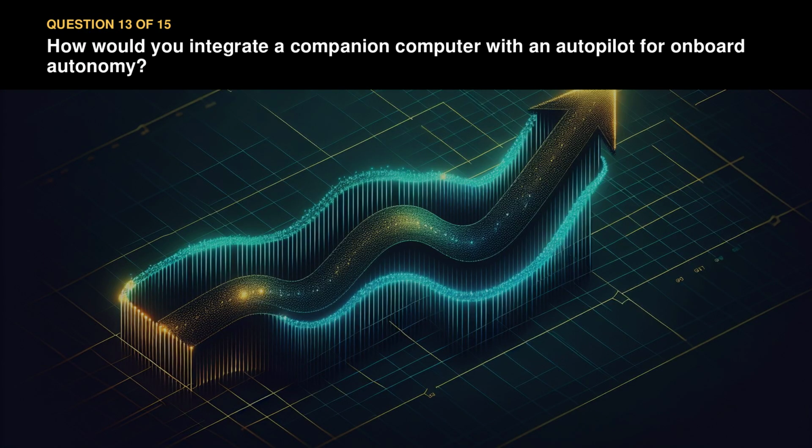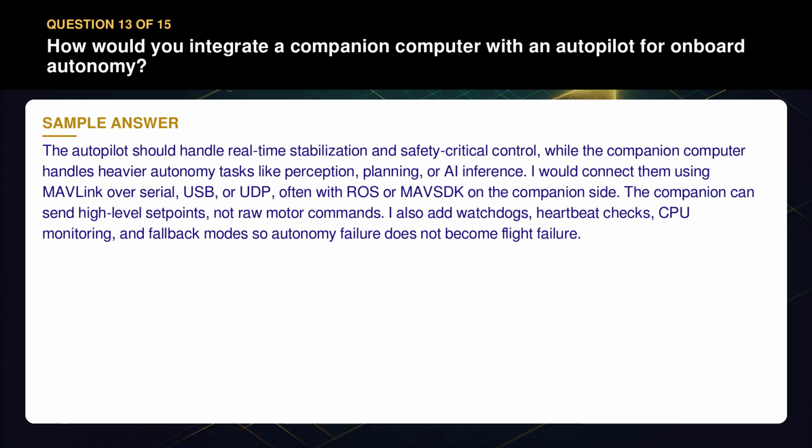Question 13. How would you integrate a companion computer with an autopilot for onboard autonomy? The autopilot should handle real-time stabilization and safety-critical control, while the companion computer handles heavier autonomy tasks like perception, planning, or AI inference. I would connect them using MAVLink over serial, USB, or UDP, often with ROS or MAV SDK on the companion side. The companion can send high-level set points, not raw motor commands.